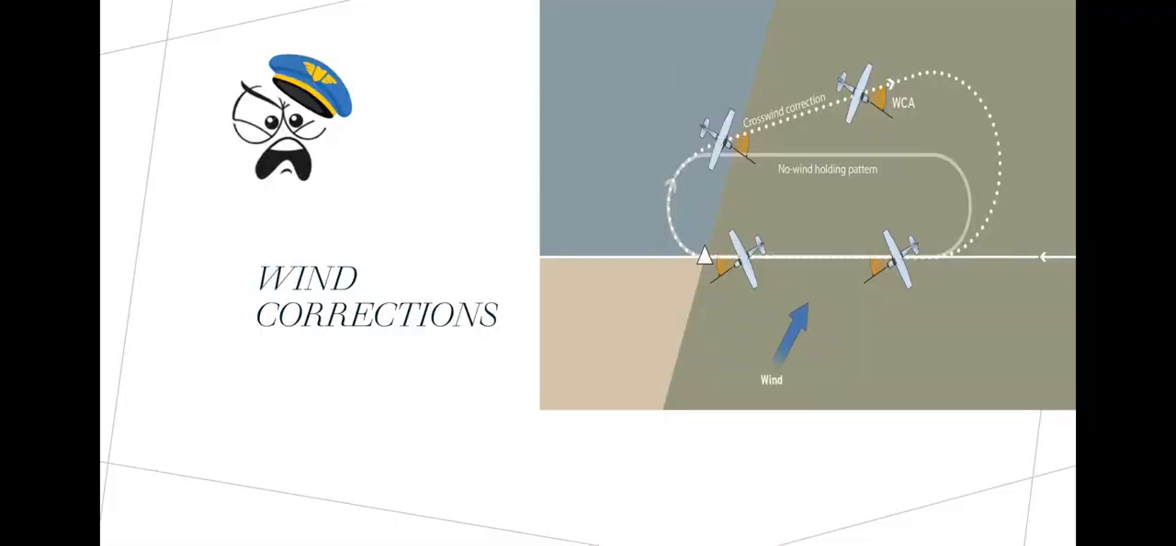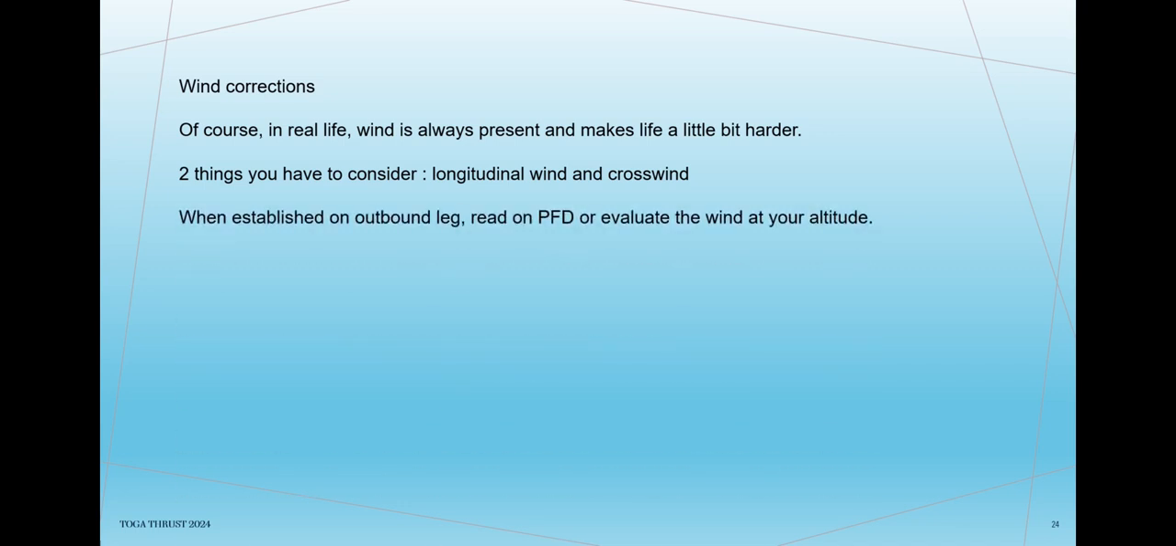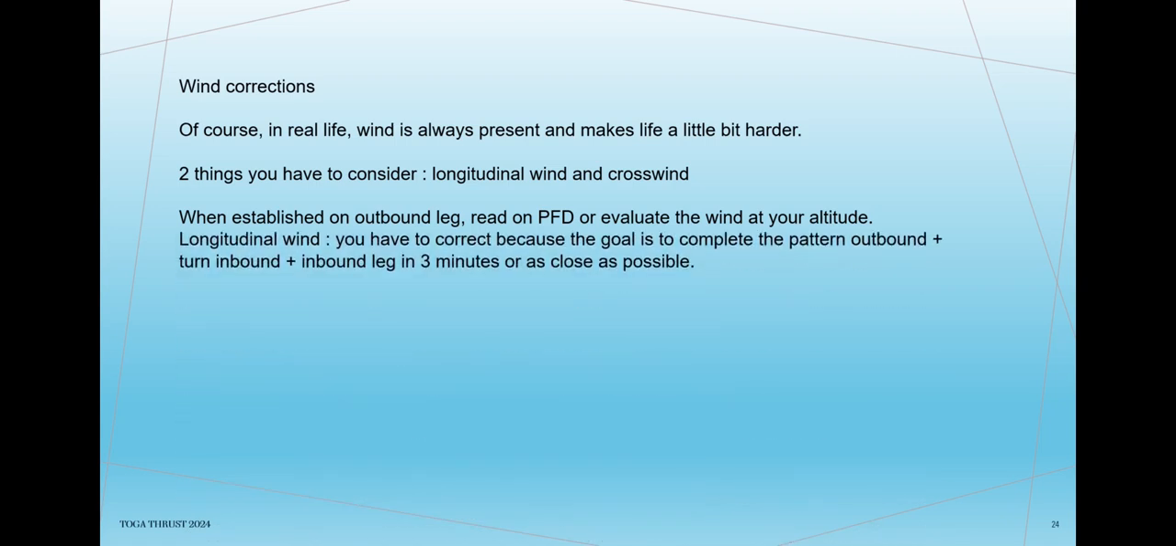Wind corrections. Of course, in real life, wind is always present and makes life a little bit harder. Two things you have to consider: longitudinal wind and crosswind. When established on outbound leg, longitudinal wind, you have to correct because the goal is to complete the pattern outbound plus turn inbound plus inbound leg in 3 minutes or as close as possible.